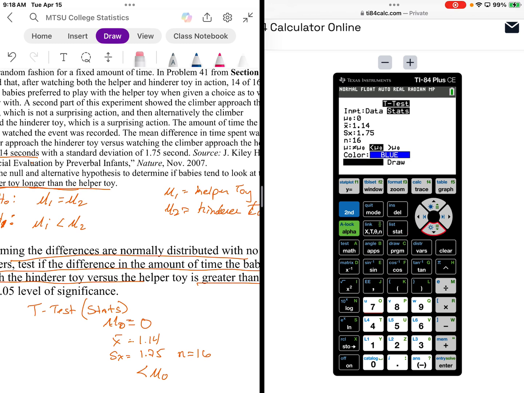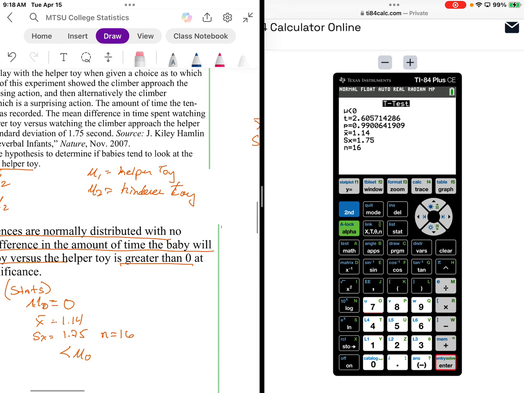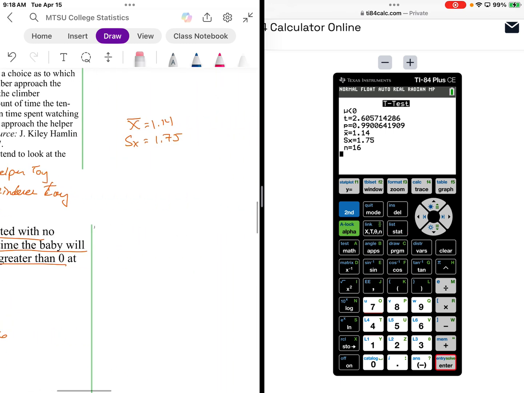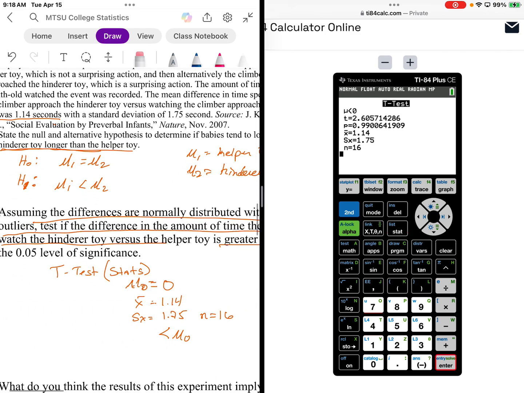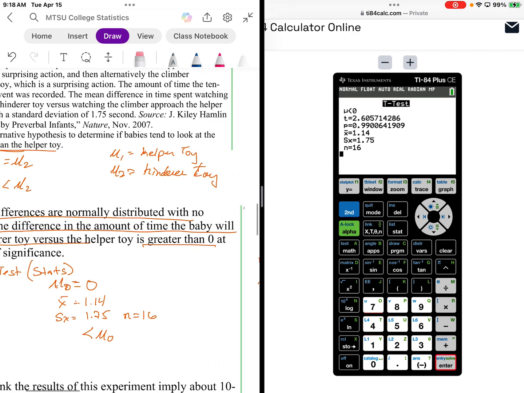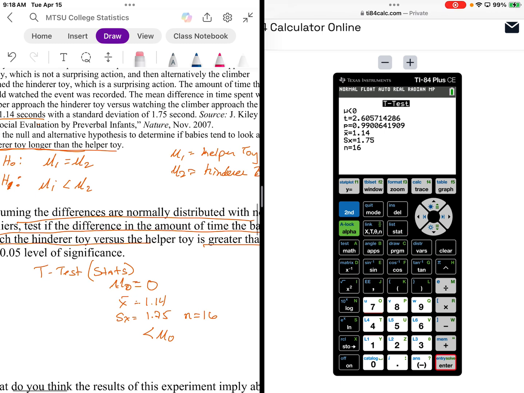And then we're ready to hit calculate. And here I get that my T statistic is 2.6057. And my p-value, that is a really big p-value. Let's make sure I didn't make a goofy mistake. We're going to double check that one. That's just a really big p-value.